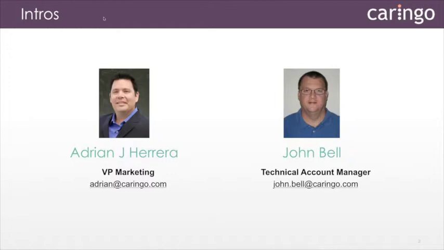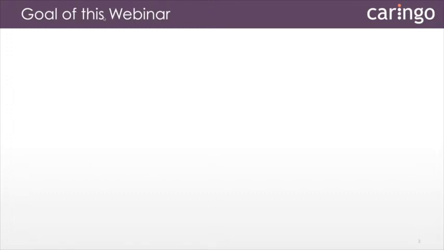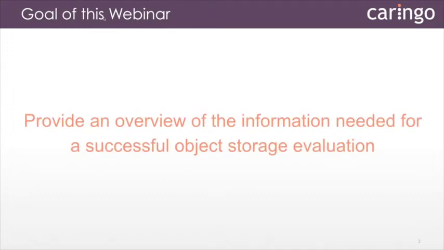All right, thanks, John. So let's go over the goal of this webinar. The goal is really to provide an overview of the information needed for a successful object storage evaluation. I want to make it clear that this isn't going to be a Caringo ad. In fact, there'll be very little information on our actual feature set. We're not going to cover the features to look for. This material really assumes that you've already done some research and you're aware of the vendors. What we wanted to do is provide you with a framework of questions to ask any object storage vendor from an integration and deployment perspective.